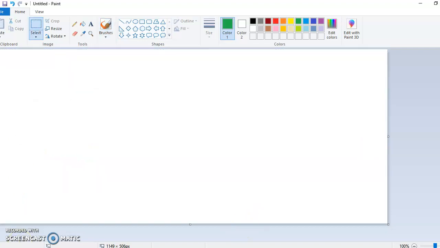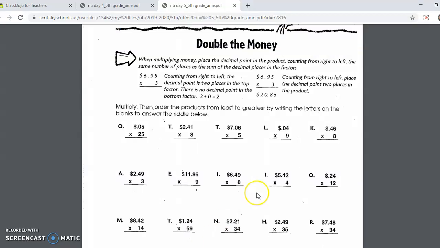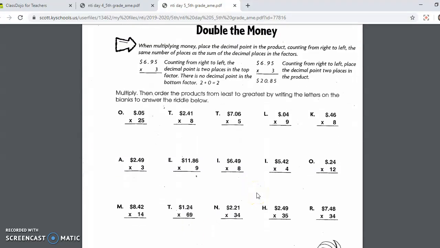I'll do one more of these with you just for good measure. Okay. This time let's do, how about 748 times 34.